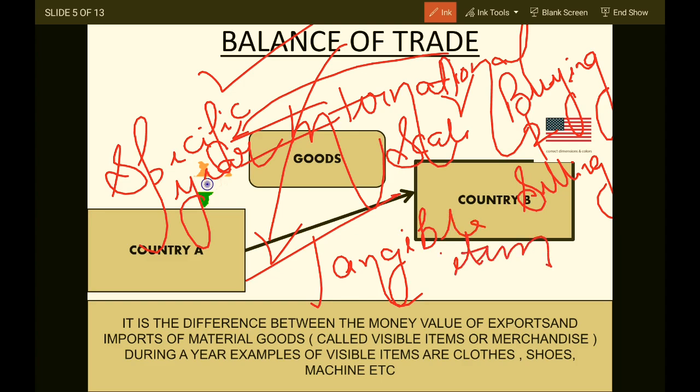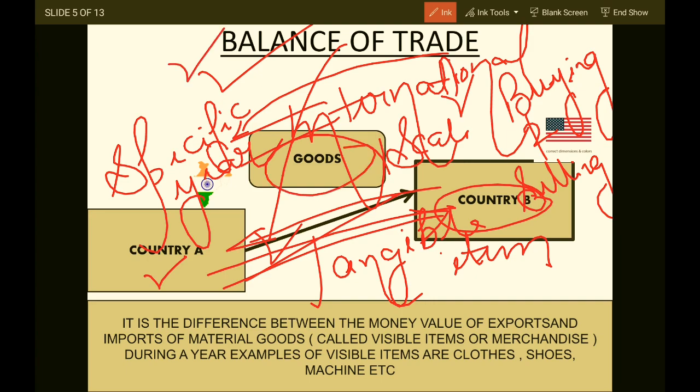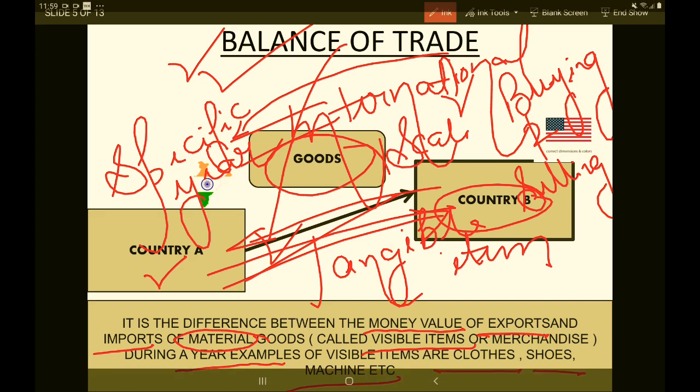And let us focus on this diagram. Country A is importing or exporting goods to country B, and that comes in balance of trade. Very easy. It is the difference between the money value of exports and imports of material goods which can be seen, visible items, tangible items, merchandise during a year. Examples are clothes, shoes, machines, etc.